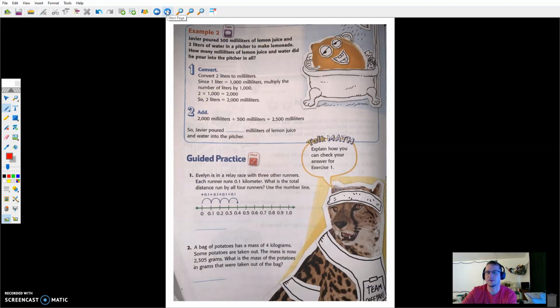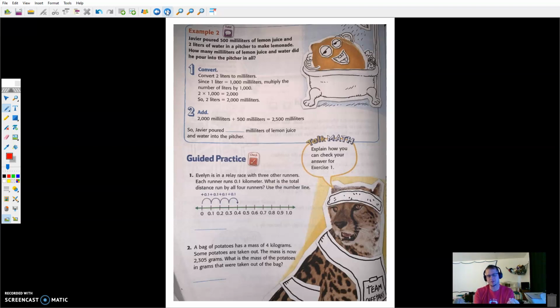Another thing you're going to have to watch out for is if you have to convert the units. So in that first example, they were both the same units. In this example, we're talking milliliters and liters. Let's read the problem. Javier poured 500 milliliters of lemon juice and 2 liters of water into a pitcher to make lemonade. How many milliliters of lemon juice and water did he pour into the pitcher in all? Okay, so he's making lemonade.